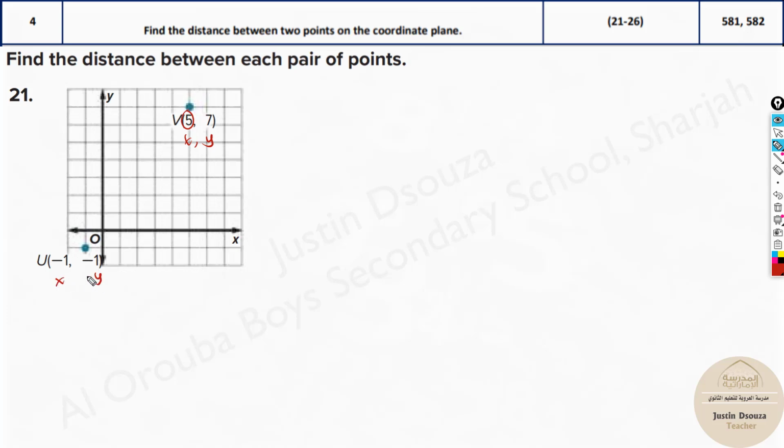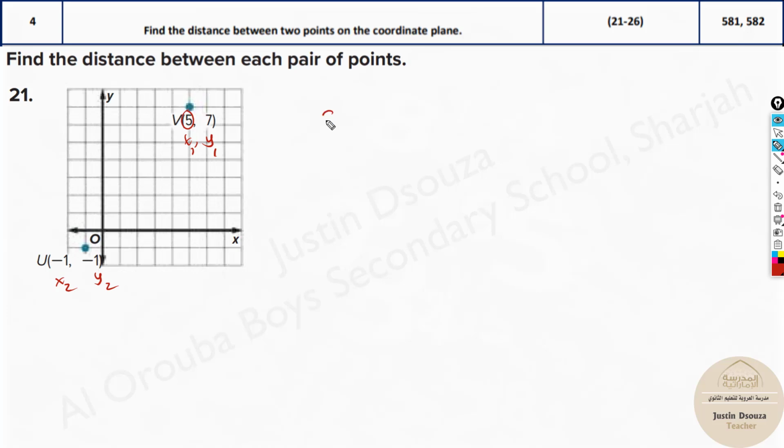Same way over here. Now, the distance can be found by using any point as the first point and the next as the second point. I can consider this as x1, y1, this as x2, y2, or the other way around. It doesn't matter because you're squaring it. Doesn't matter if it's negative, it will be made positive.